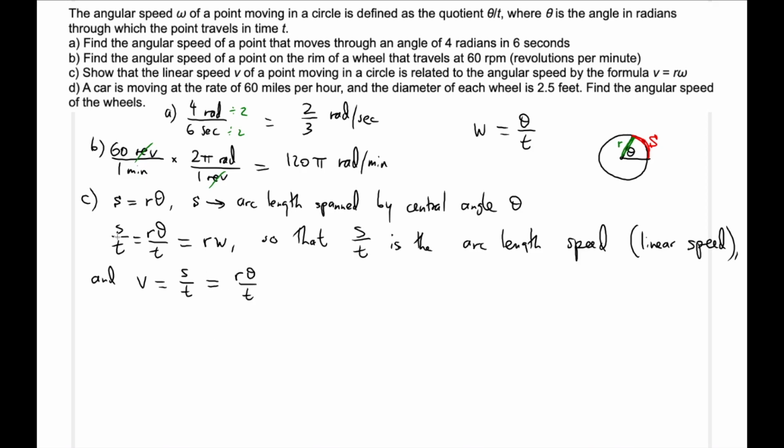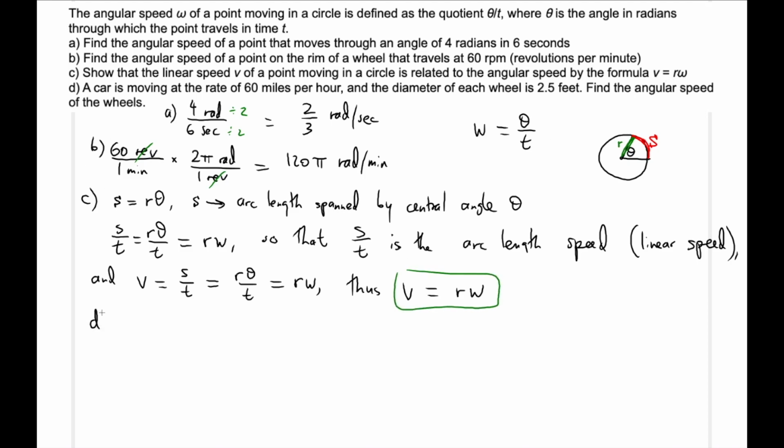Because we determined that the linear speed is equal to the arc theta divided by t. Thus, and we know that arc theta divided by t is r omega. So that means by substitution, v is equal to r omega, the end result. So we've successfully showed that indeed this equation is true.